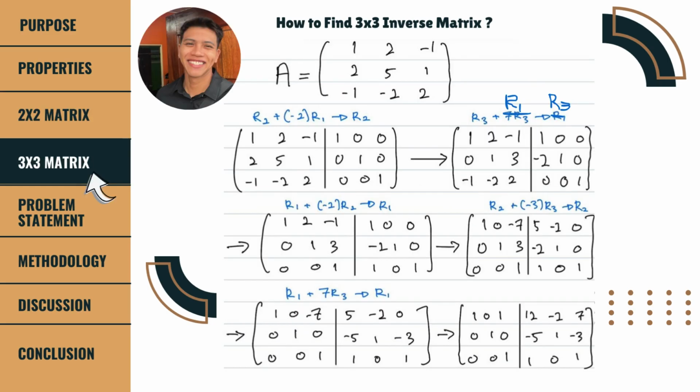Next is how to find 3 times 3 inverse matrix. Given matrix A, to find the inverse matrix of A, we need to use the Gauss-Jordan elimination method. The first step is row 2 plus negative 2 row 1. Second step, row 3 plus row 1. Third step is row 1 plus negative 2 row 2. Next, row 2 plus negative 3 row 3. And the last step is row 1 plus 7 row 3. And then we got the final answer, the inverse of A, at the right side of the final answer.